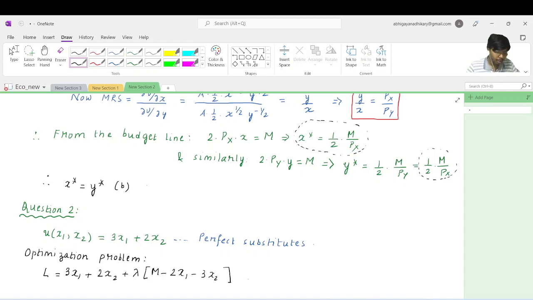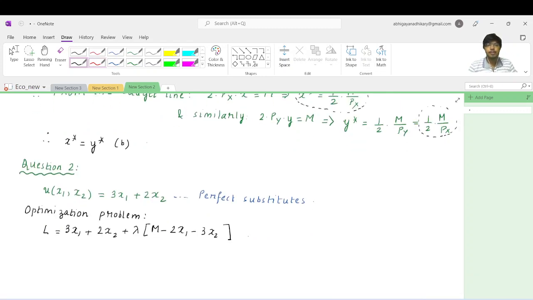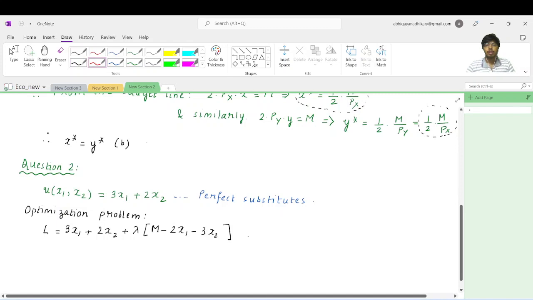So this is the Lagrange that is associated with the optimization problem. Now essentially you can see over here, what is my budget line? It is m equals 2x1 plus 3x2, right? So essentially this 2 is the price of good 1, and this 3 is the price of good 2.